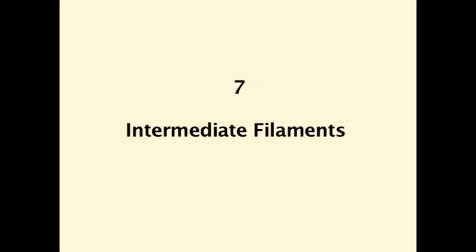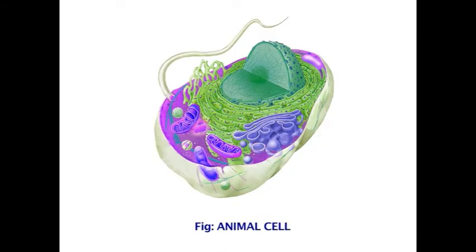Next is the intermediate filaments. Intermediate filaments are a broad class of fibrous proteins, 8 to 12 nanometers in size, that function as structural elements of the cytoskeleton and play an important role in maintaining cell shape and rigidity.